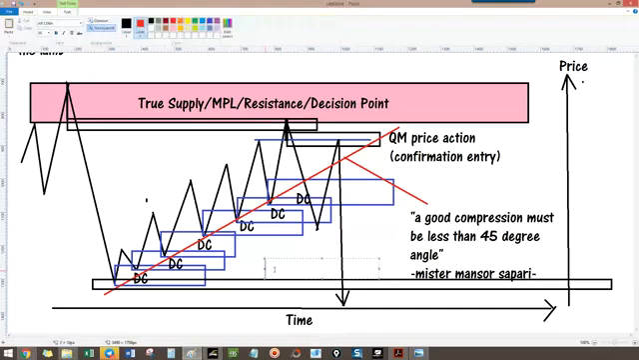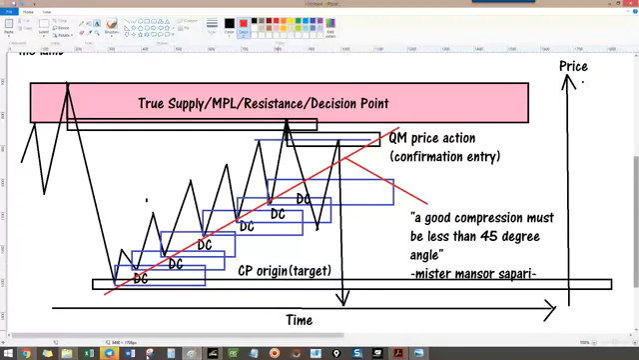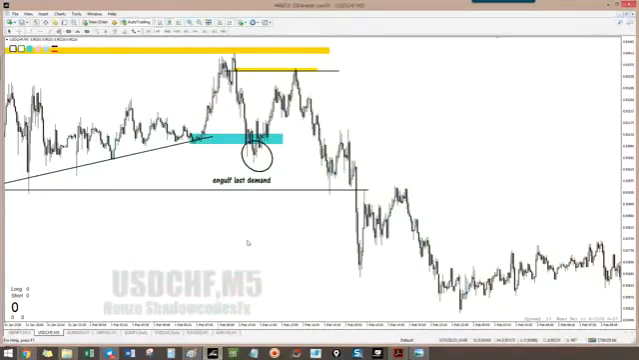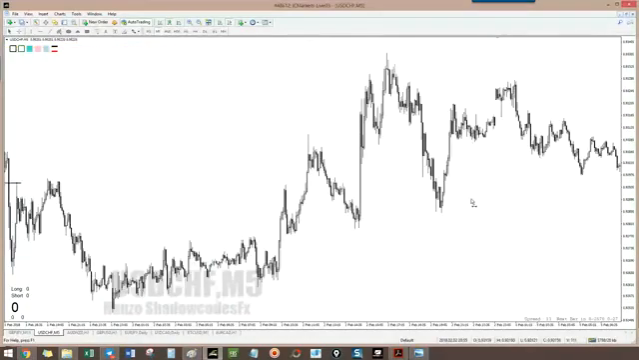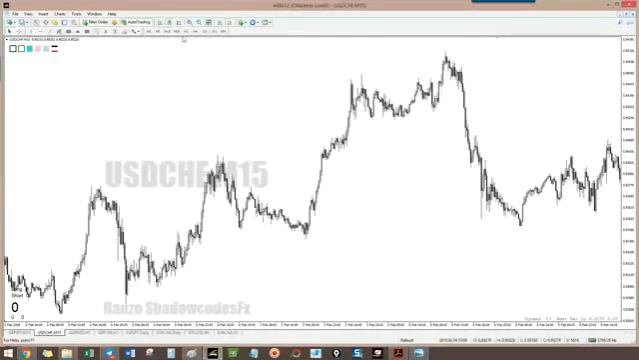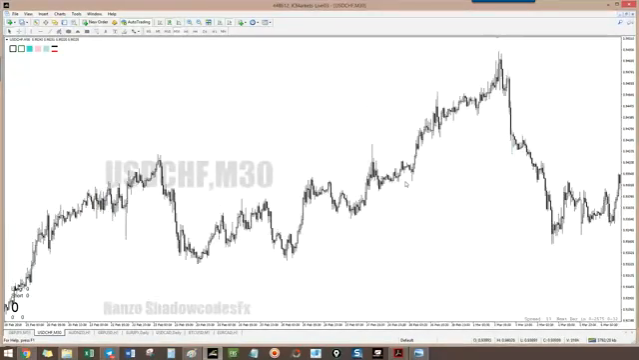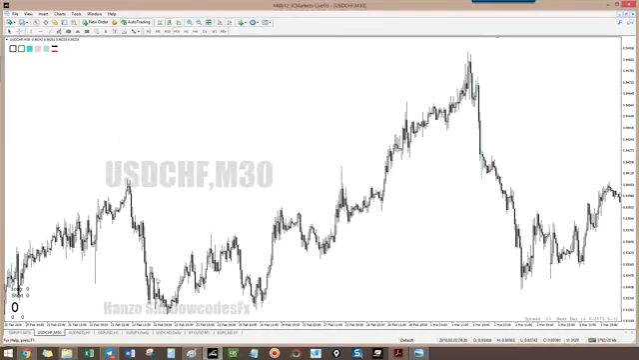This is called CP origin, as target. Yes, number 5, never forget rules 1, 2, 3, and 4. So I will show you an example of how to draw, how to make your homework. Let's go to a higher time frame a little bit. Okay, we can have here. This looks good.